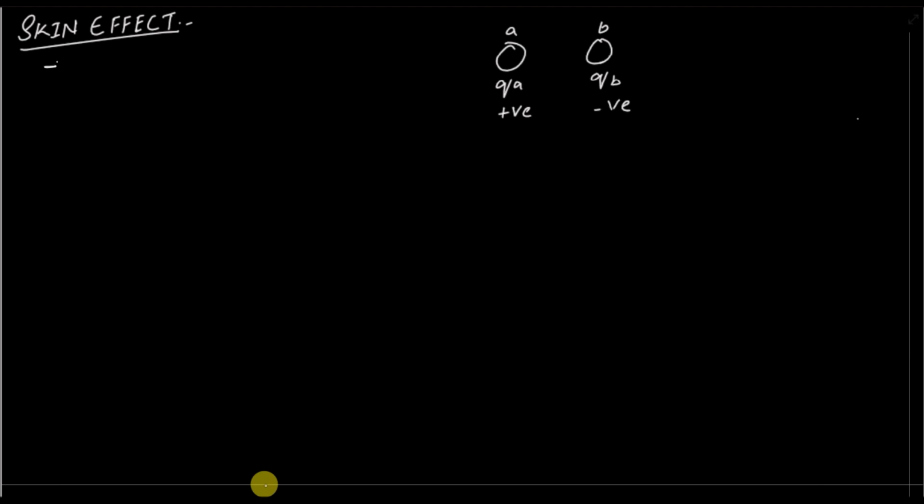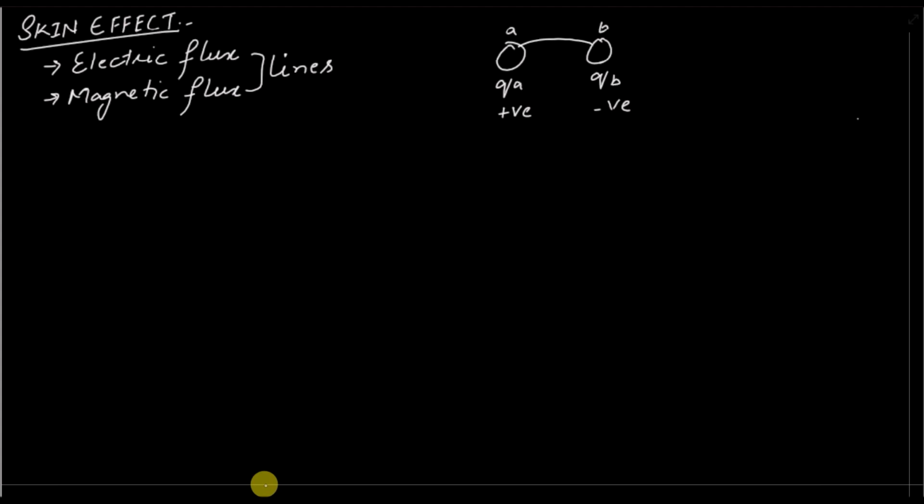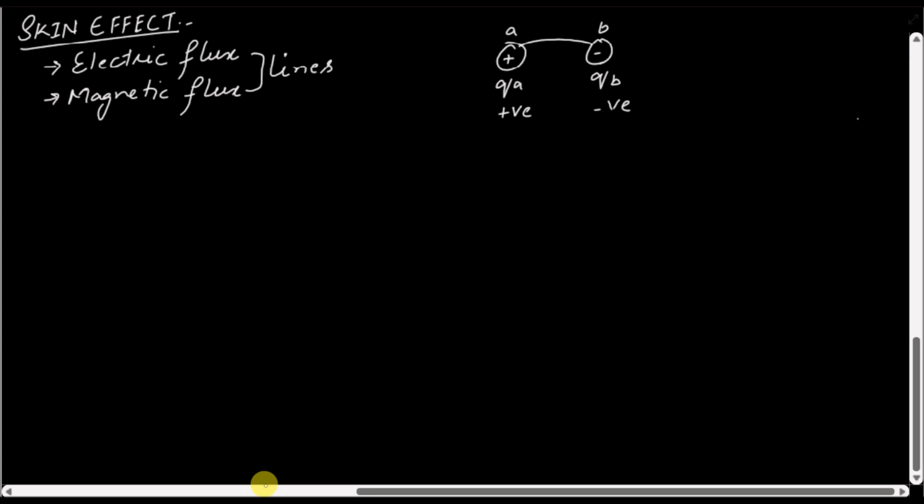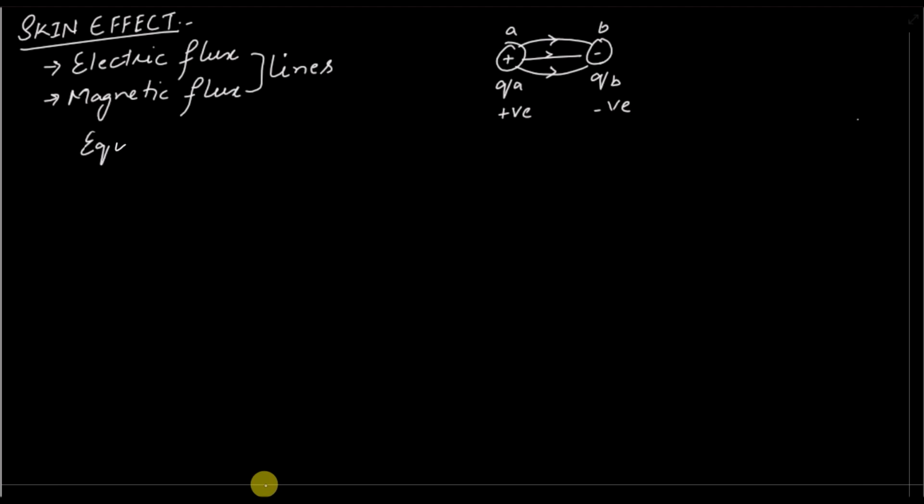Now if I have to define the electric flux and magnetic flux, and more specifically the magnetic flux lines and the electric flux lines, the electric flux lines will be originating from the positive charge and ending at the negative charge. And these lines are equipotential.